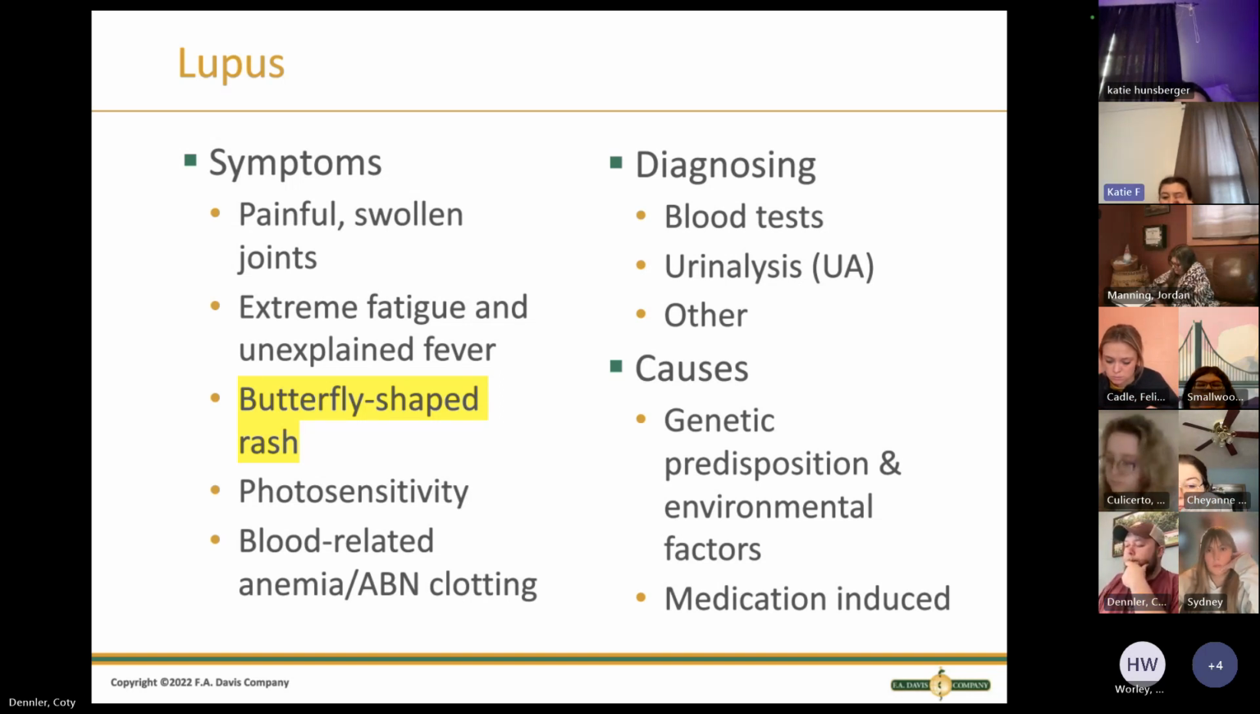All right. Isn't lupus something that affects more of your body than just your joints? Yeah, we're going to talk about that in just a second.